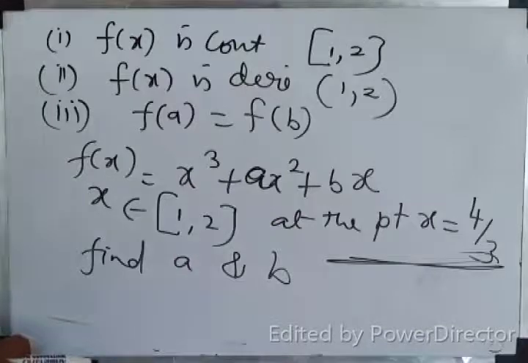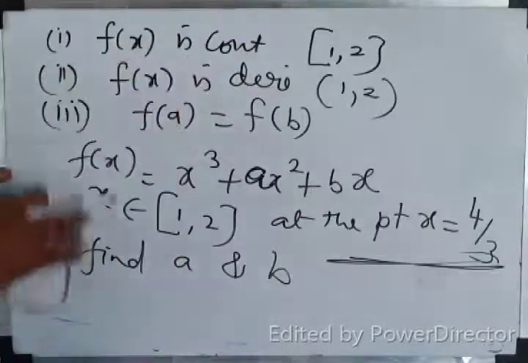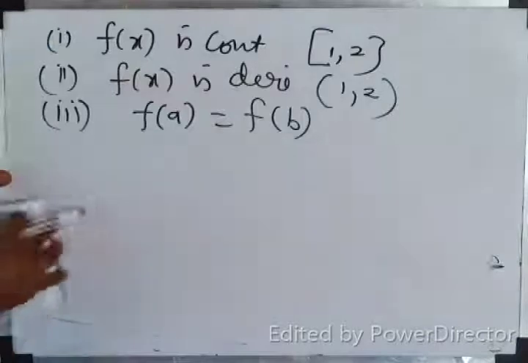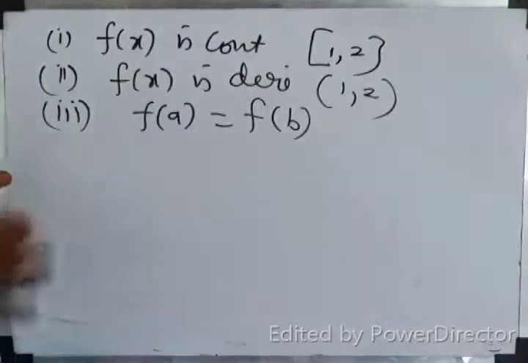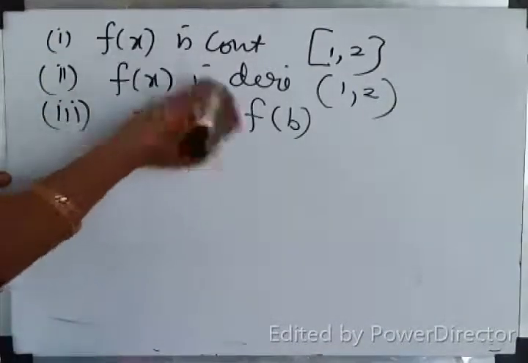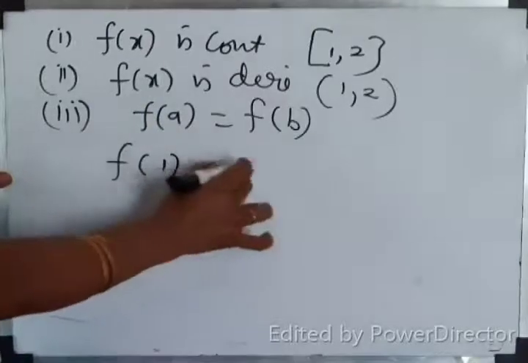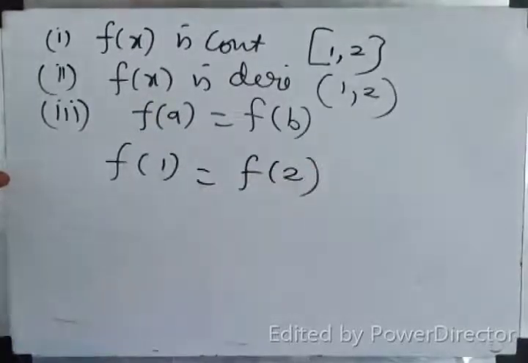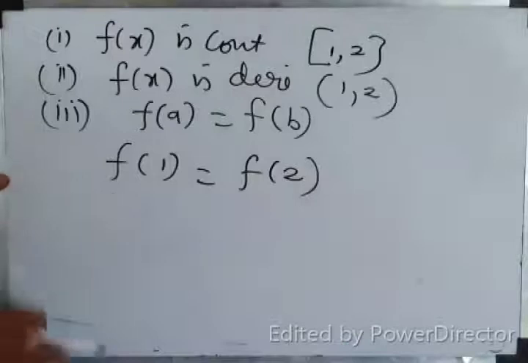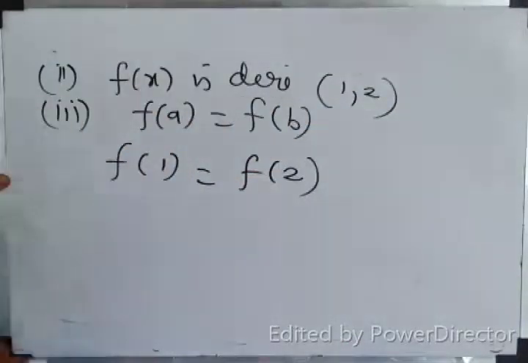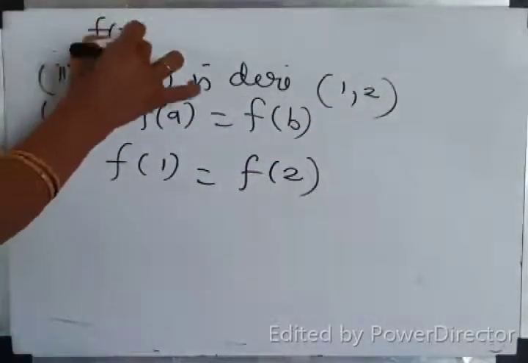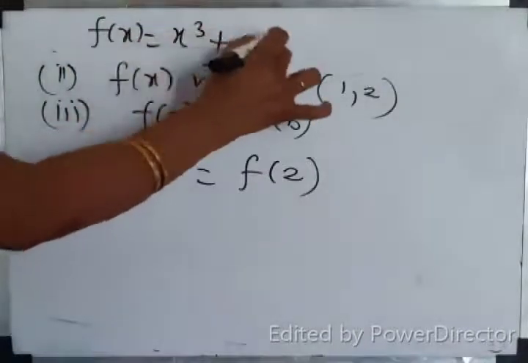So first 3 points I wrote. f of a equal to f of b, because Rolle's theorem is satisfied. So you have to take f of a equal to f of b. That is f of 1 equal to f of 2. What is f of 1? My question is f of x equal to x cube plus ax square plus bx.